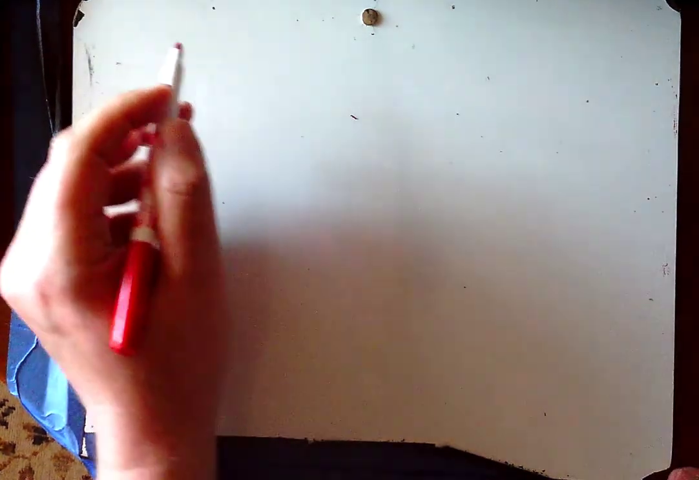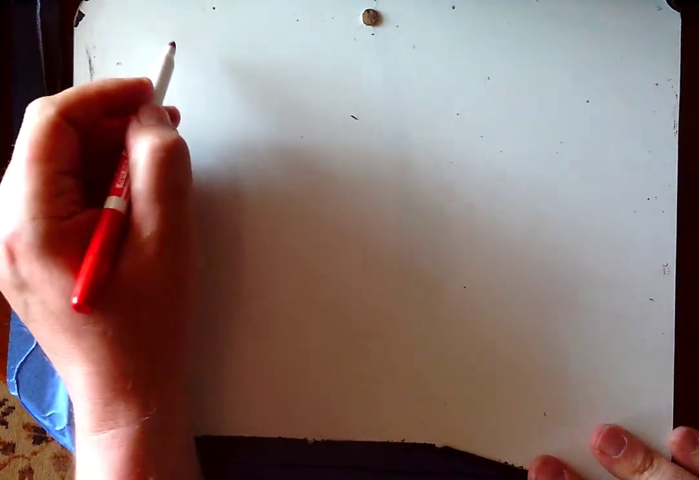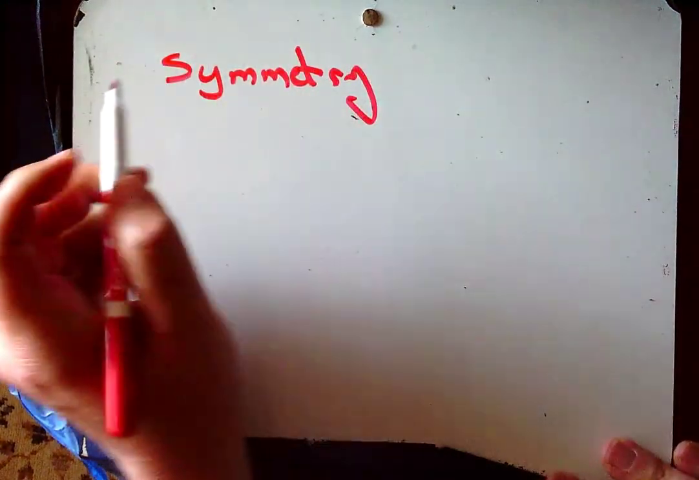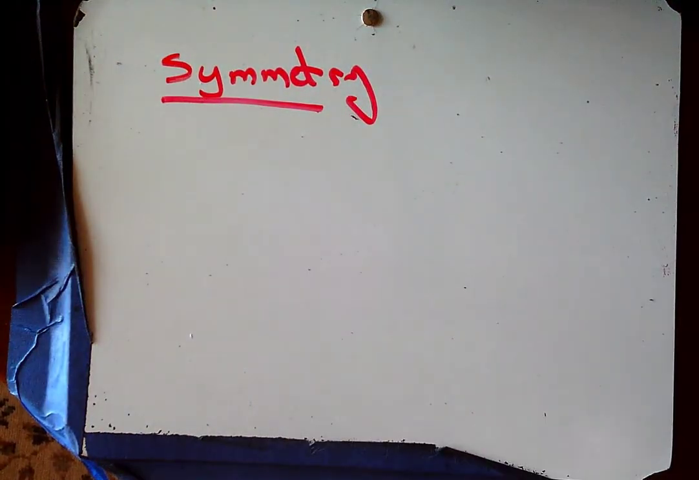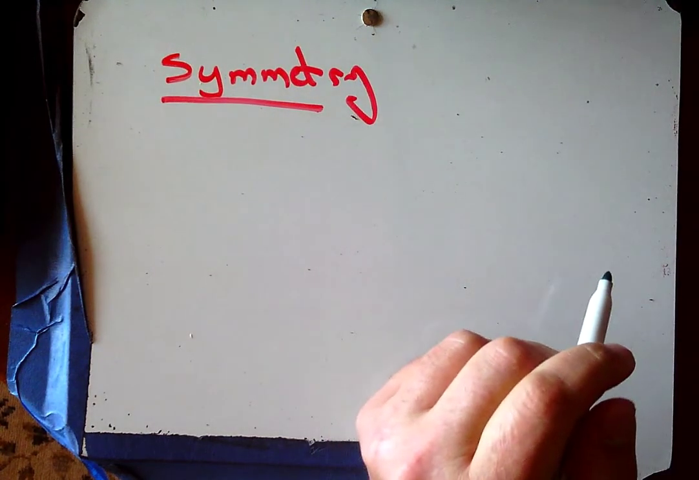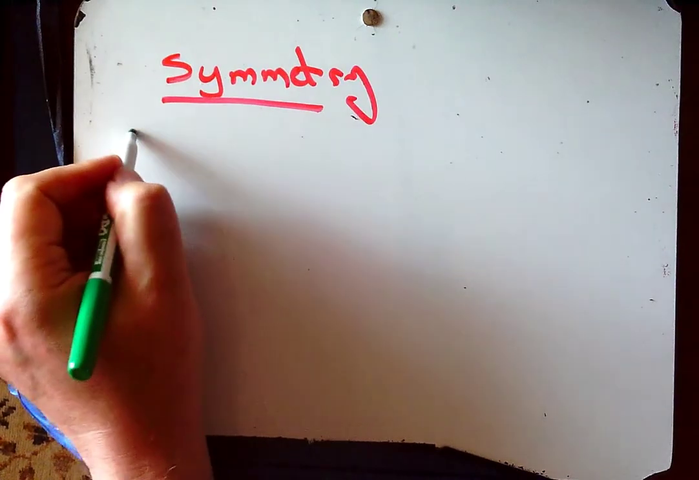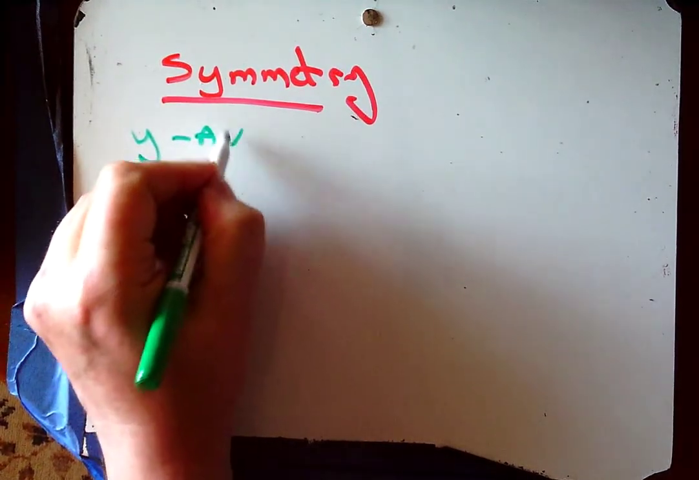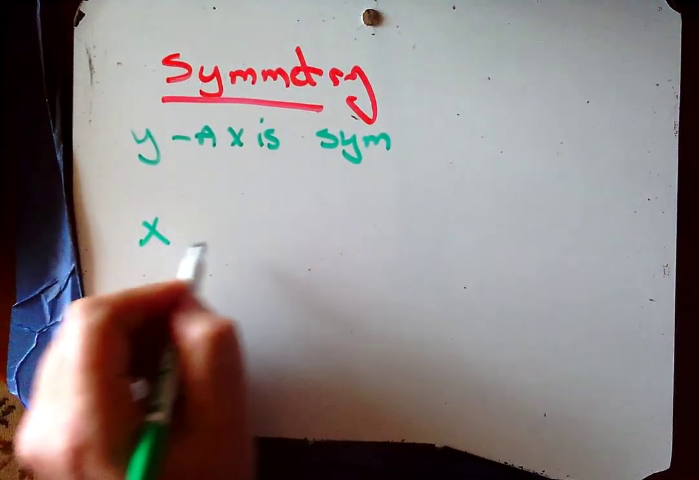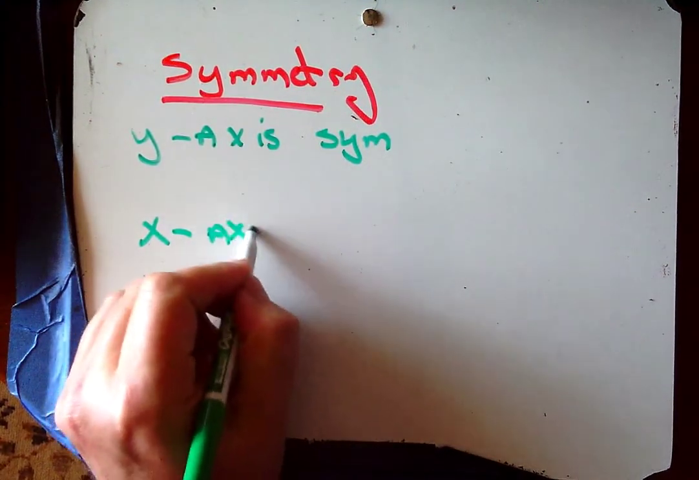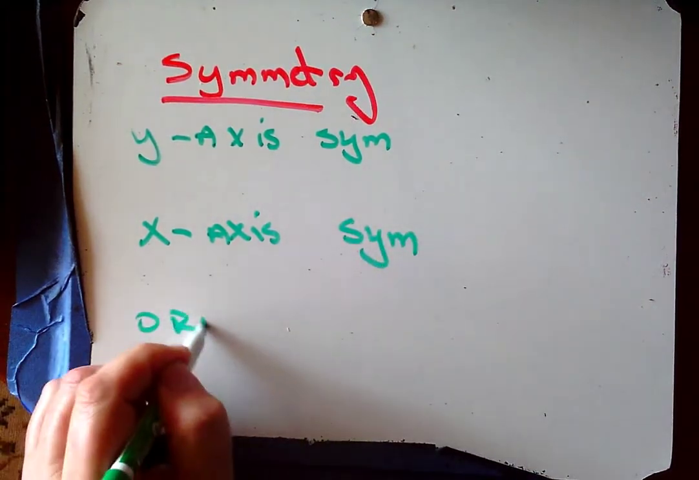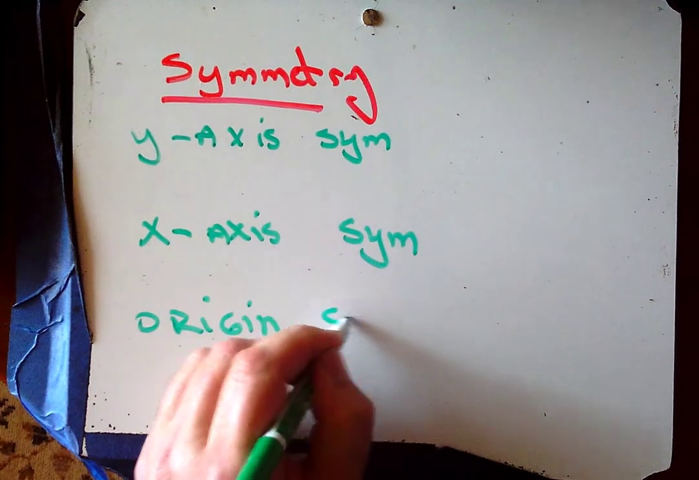But I want to take a quick look at symmetry. There's lots of types of symmetry, as you learned in geometry class. We're just going to be looking at 3 types of symmetry. We're going to be looking at y-axis symmetry, x-axis symmetry, and origin symmetry.